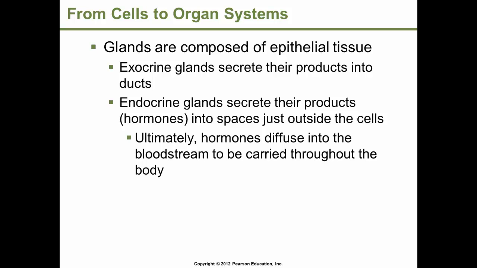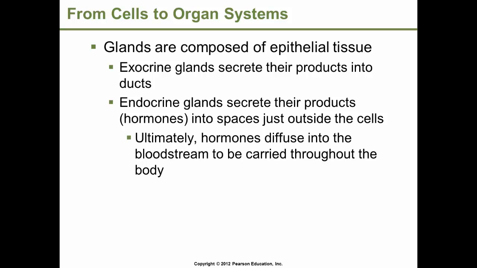Glands are composed of epithelial tissue, and they can be classified either as exocrine or endocrine glands. Exocrine glands secrete their products into ducts. These ducts lead to the body's surfaces, cavities, or organs, such as milk glands, oil glands, or sweat glands. Endocrine glands secrete their products, such as hormones, into spaces just outside the cells. Ultimately, the hormone will diffuse into the bloodstream to be carried throughout the body.